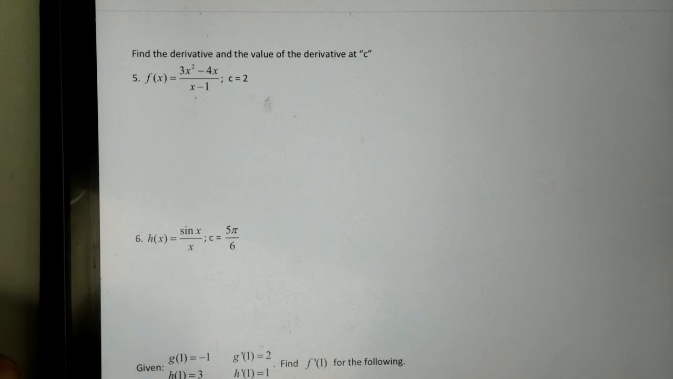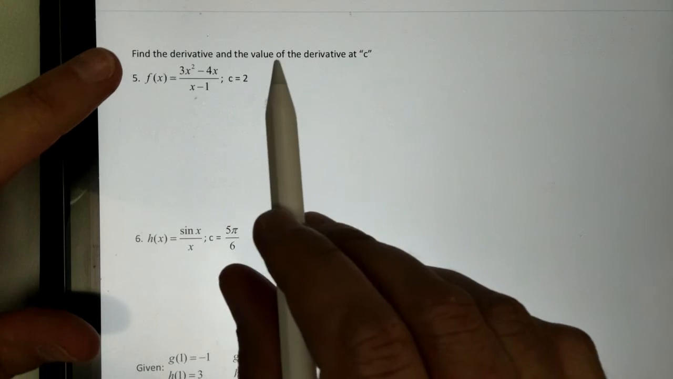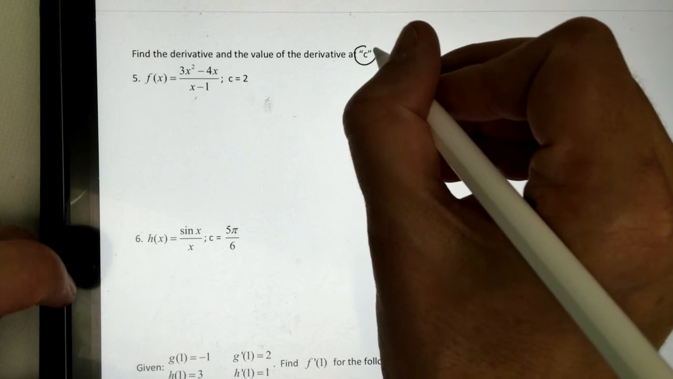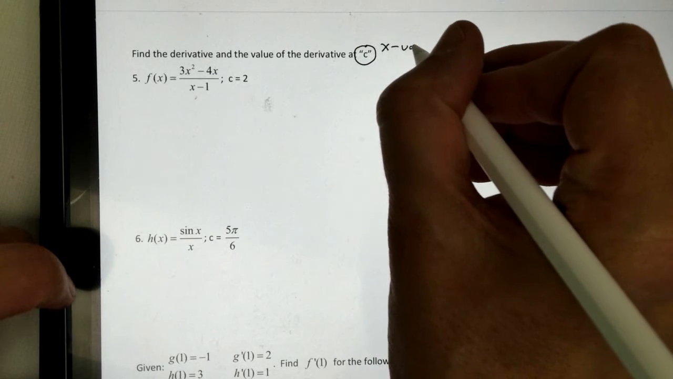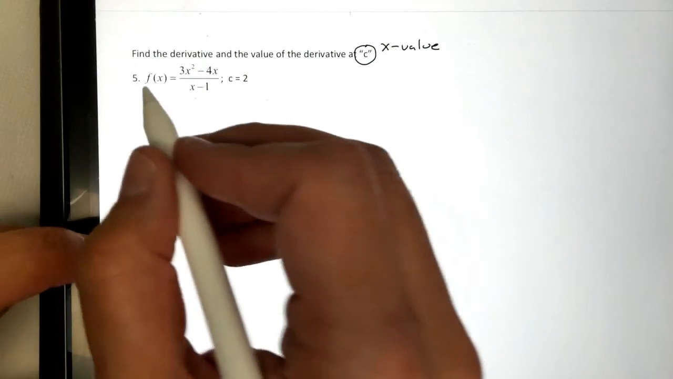Hi, welcome back. We're going to continue our discussion on quotient rule. For questions 5 and 6, they're asking us to find the derivative and the value of the derivative at c. Now remember, anytime they tell us a c, we're just talking about some x value. So first things first, let's go and find the derivative.